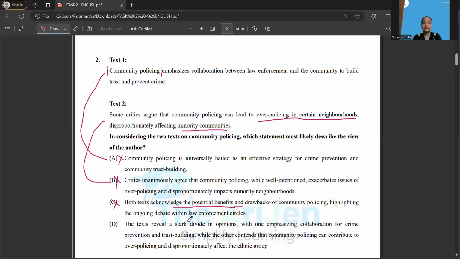Number D, the text reveals a stark divide in opinions. Yes, it is dividing opinions, with one emphasizing collaboration for crime prevention and trust building, while the other contends that community policing can contribute to over-policing and disproportionately affect the ethnic group. Ethnic group means the minority group. Yes, given both pieces of information about text 1 and text 2, 100% number D is our answer. Next.